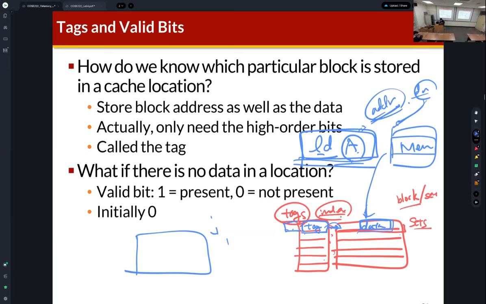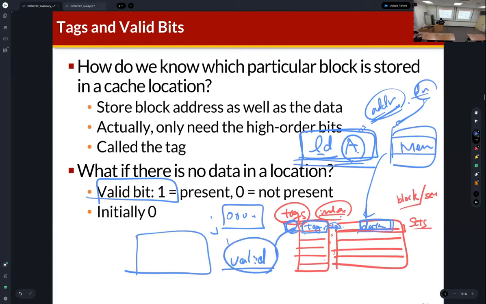But the cache is initialized, and the tag already has a certain number, like 00000. So you need to identify whether this data is valid or not, okay? Because this is hardware, the hardware has some state, like 0000. So we need to know whether this state is valid or not. So the cache also has control bits for each entry, each block, okay?